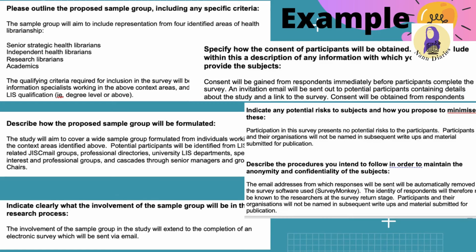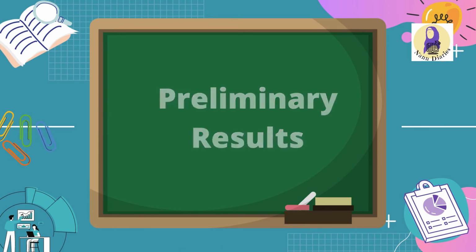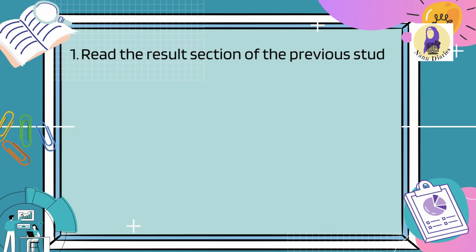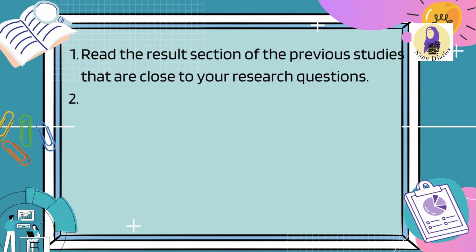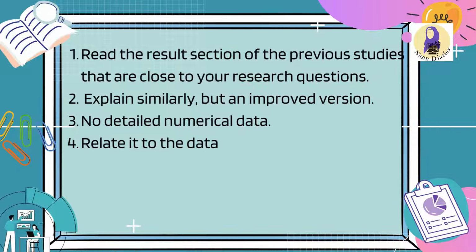After that, expected result or preliminary result. If you are not familiar with the expected result of your experiment or your interview session, you have to read the result section of the previous study that is very close to your research field. You can explain your similarity, but you expect that it will be improved. This is the expected one. You don't need to show the detailed numerical data if you don't have it yet.